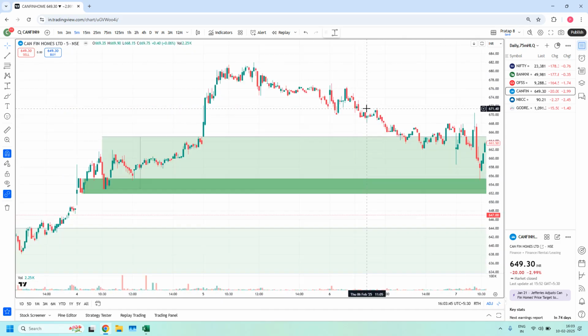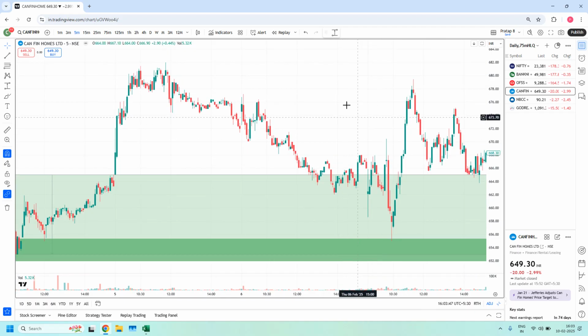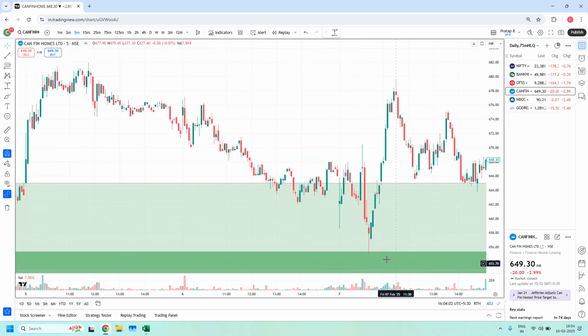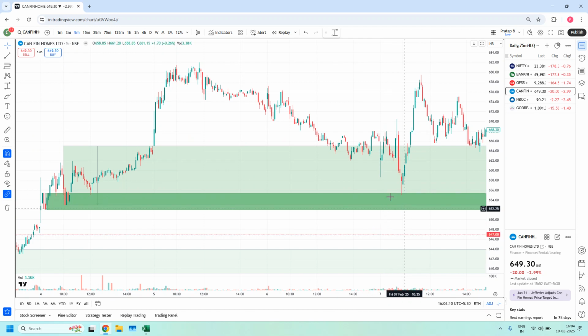Already tested several times, first, second, third. And yesterday, meaning last Friday, prices again entered into this zone. See, Friday, our last trading session. After that you see it gave a very good move. Huge profit it has given. See how sharply prices moved up on Friday. So that means this zone already gave good profit.